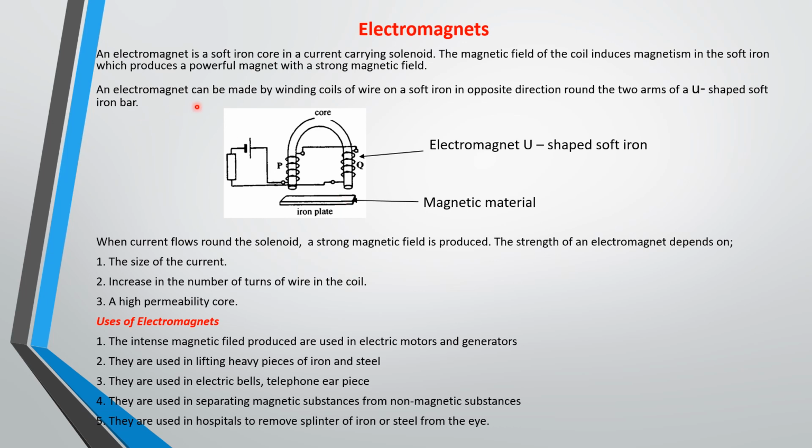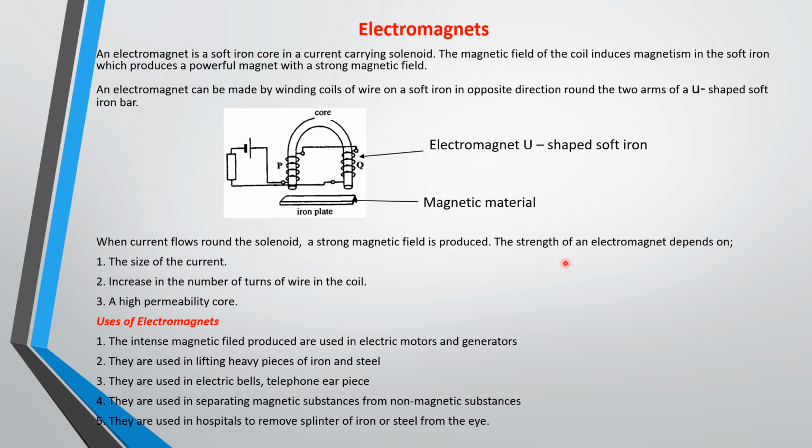An electromagnet can be made by winding coils of wire on a soft iron in opposite directions around the two arms of a U-shaped soft iron bar. When current flows around the solenoid, around the iron windings, a strong magnetic field is produced.